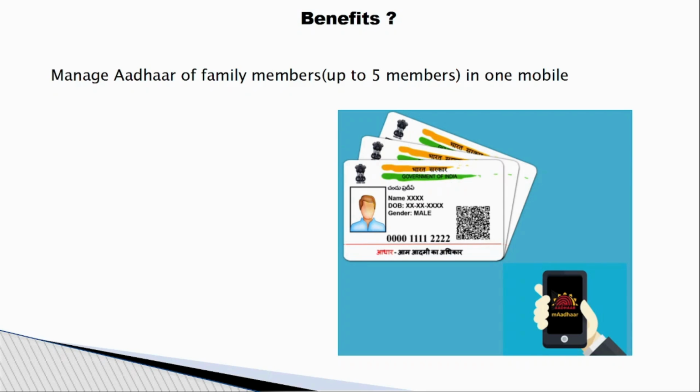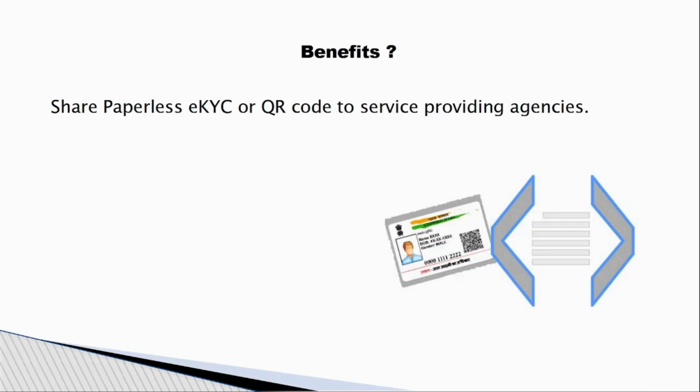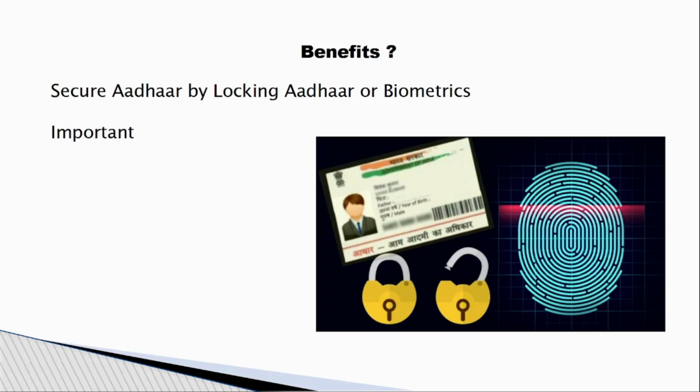And in one mobile, if mAadhaar is there, you can store 5 family members' Aadhaar details in your mobile. So when you are going out and somebody asks, you can show your 5 family members' or your friends' Aadhaar in your mobile app. And you can generate eKYC or QR code for service providing agencies. You can generate it through the mobile app.